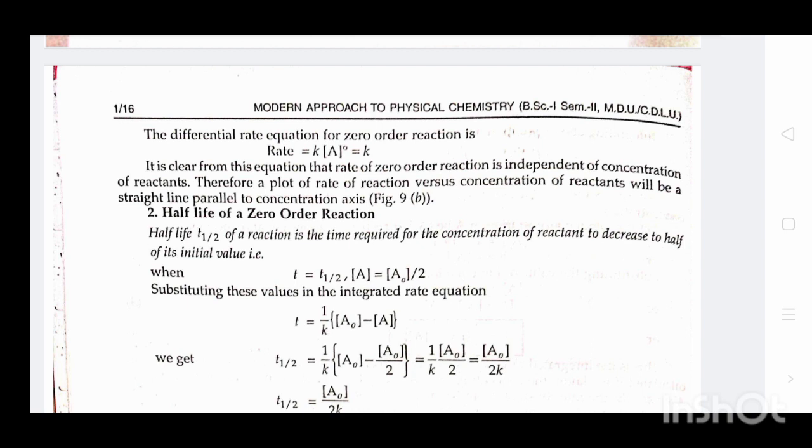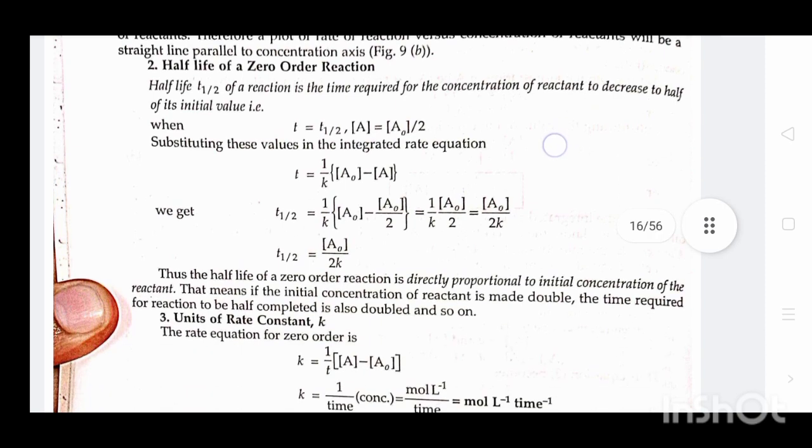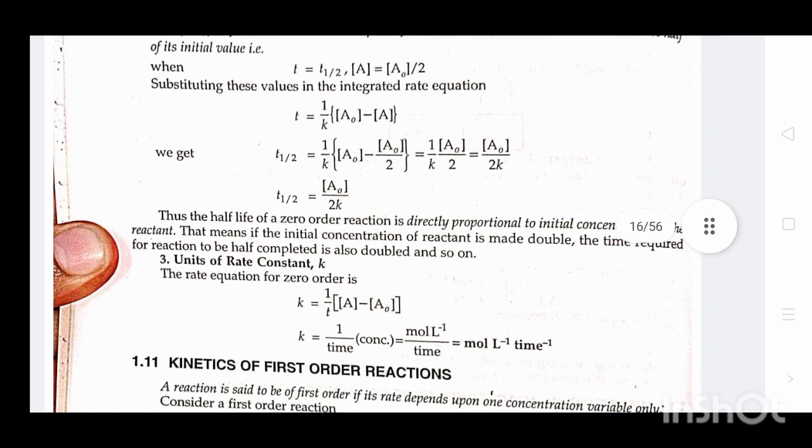Therefore, a plot of rate of reaction versus concentration of reactants will be a straight line parallel to the concentration axis. Half-life for zero order reactions. Half-life t half of a reaction is the time required for the concentration of reactant to decrease to half of its initial concentration. t half equals A naught by 2k. Thus, the half-life for a zero-order reaction is directly proportional to the initial concentration of the reactant.